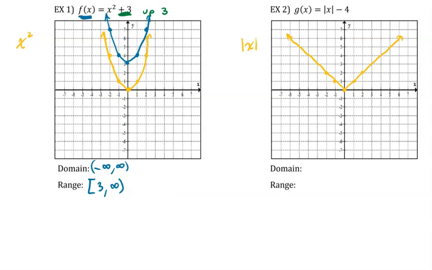All right, so what's happening to it? Well, minus 4 means it's going to go down 4. So remember, plus means up, minus means down. So we're just going to take every single one of these points and move them down 4. Again, just taking every point that we already plotted and counting straight down 4. That's how I'm getting here.